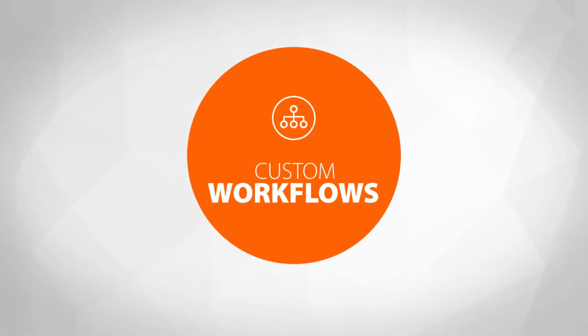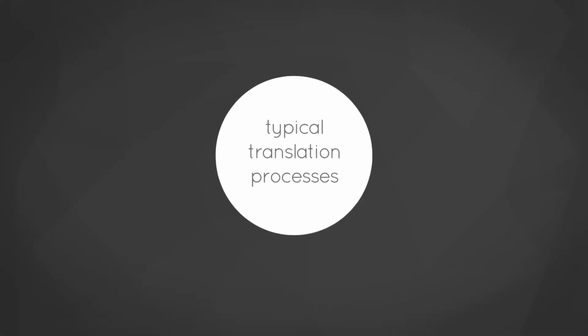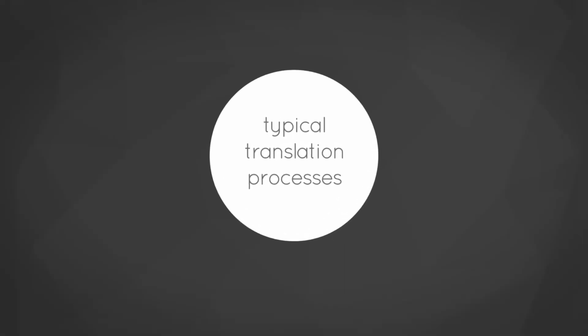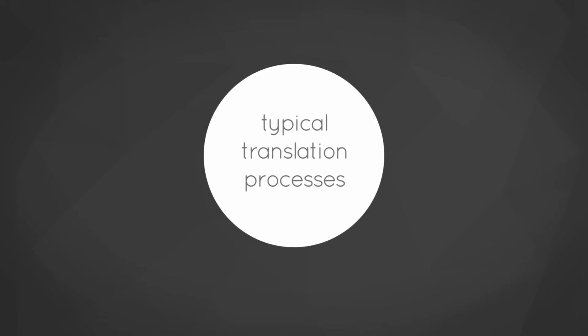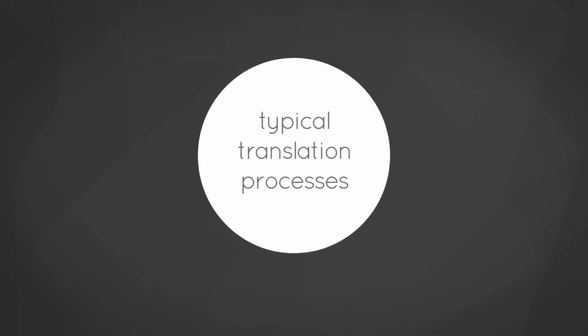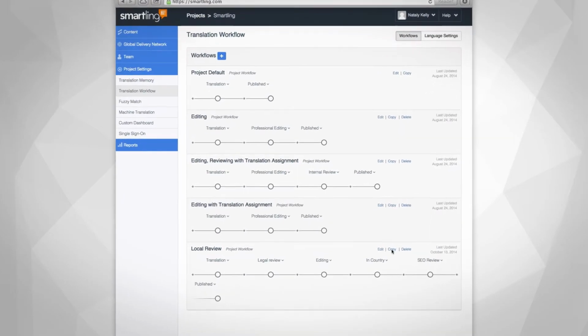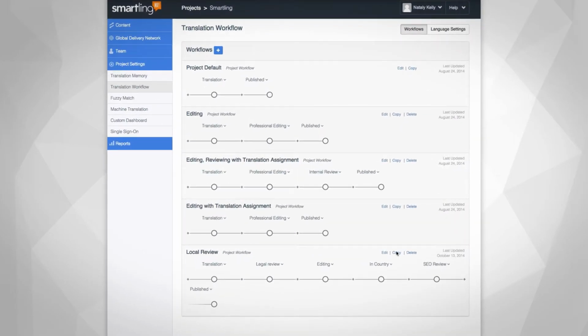Now let's take a look at custom workflows. With typical translation processes, you experience tedious manual steps of sending files around, or worse yet, copying and pasting text into spreadsheets. With Smartling, you can easily automate the steps that you'd otherwise have to do manually.